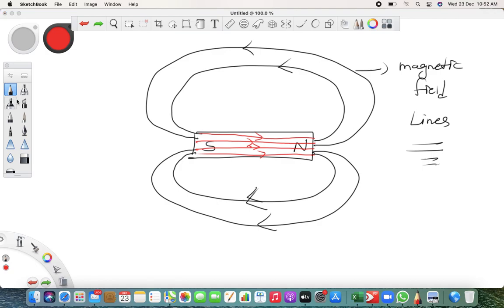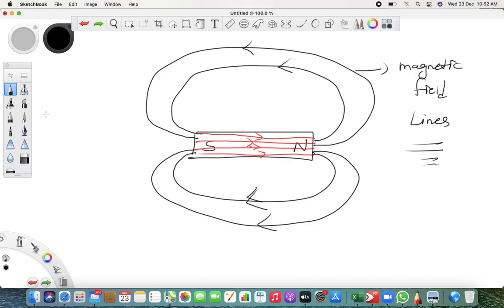So, what are we learning? We are learning the properties of magnetic field lines, right? The first property is what I said, and I'll make you write it also. Magnetic field lines emerge out of a north pole and go into the south pole outside the magnet, and inside the magnet the direction is from south to north, and they are parallel to each other. Second thing, magnetic field lines never cross each other.